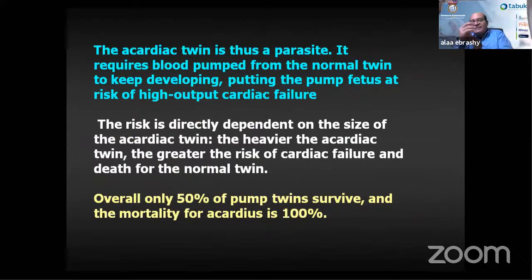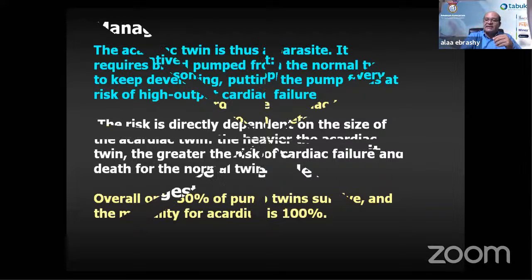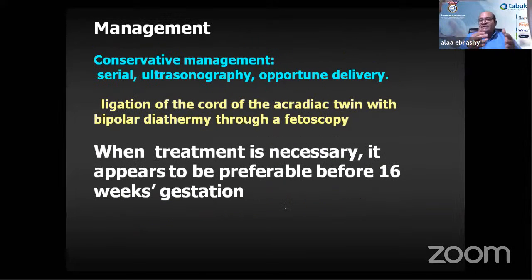The acardiac twin is thus a parasite. So it is parasitizing, depending on the circulation of the other. And this is important: overall, 50% of the pump twins survived. So this is a high percentage. So we have to follow up the Doppler of the healthy twin, and see that the heart is still pumping in a good way. The other way is to get rid of this one by selective feticide, by doing it by fetoscopy. Doing a ligation of the cord is the only way to get rid of this one and deliver the baby at a certain time in order to prevent the new developmental abnormalities that could appear.